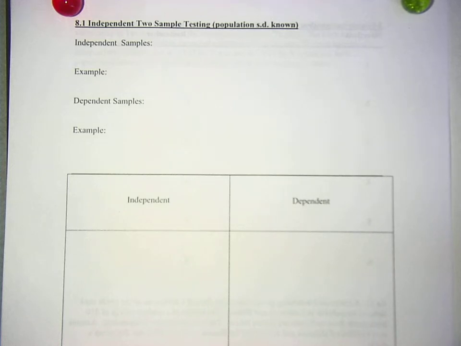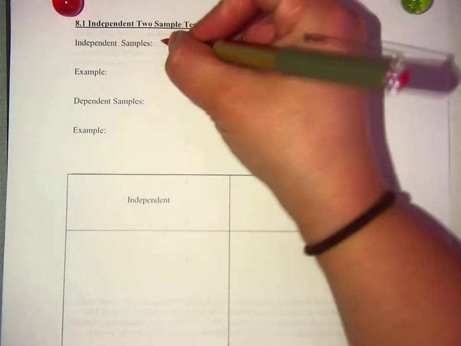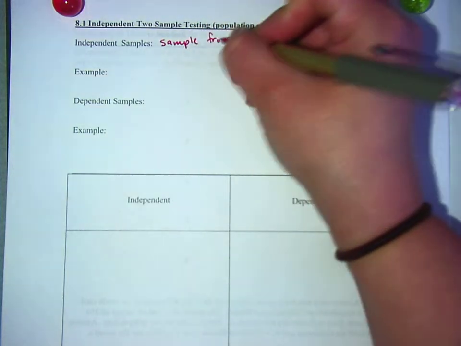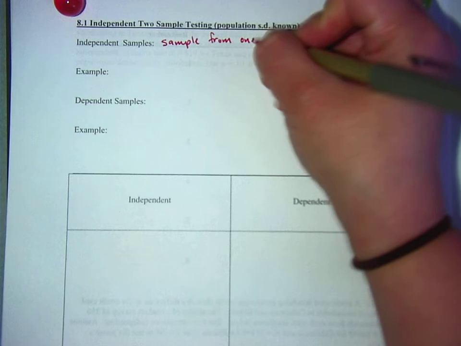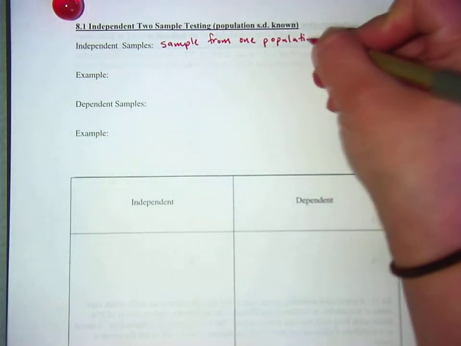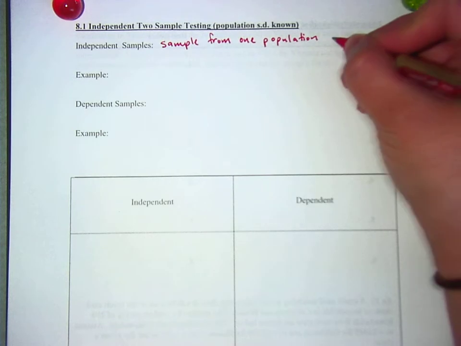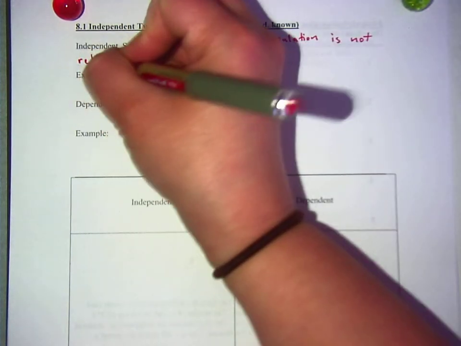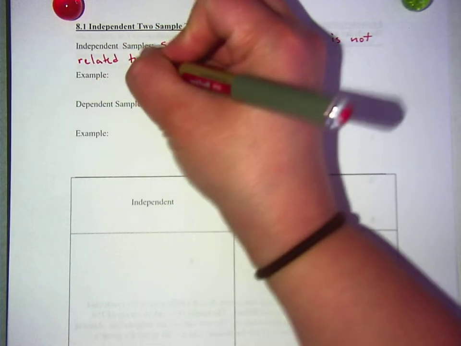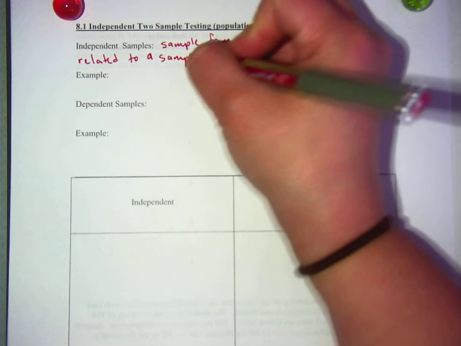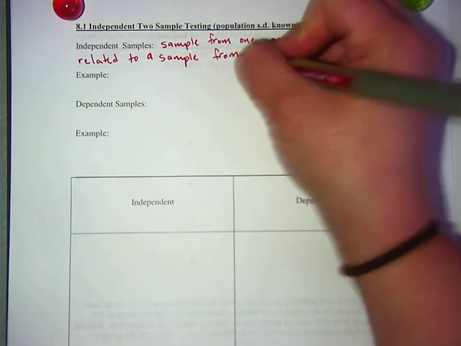Okay, so two samples are independent when the sample from one population is not related to a sample from another population.